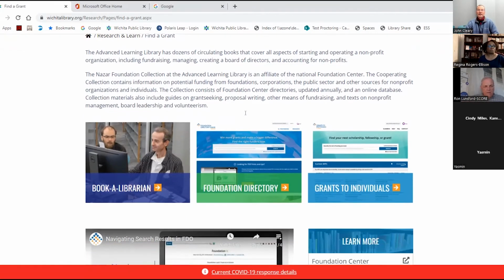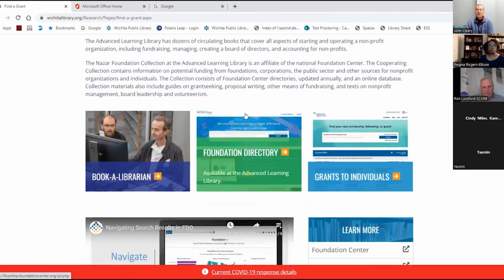The collection at the library is an affiliate of the National Foundation Center. The Foundation Center is based in New York City, where you're at, Regina. The Foundation Center puts out a directory both in print and online. The online is called the Foundation Directory Online, and it's available to libraries and nonprofit chambers around the country. We have about 6 locations in Kansas that offer this database, and of course the Wichita Library is one of those. But if you're from out of state, you might check with your public library for the Foundation Directory Online.